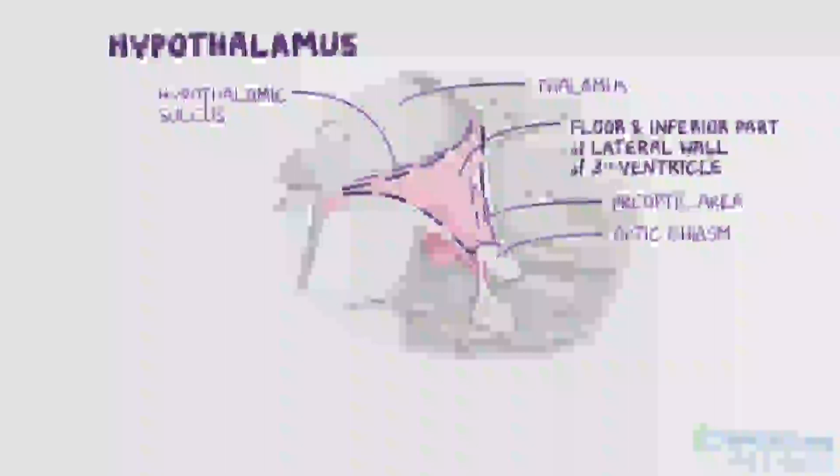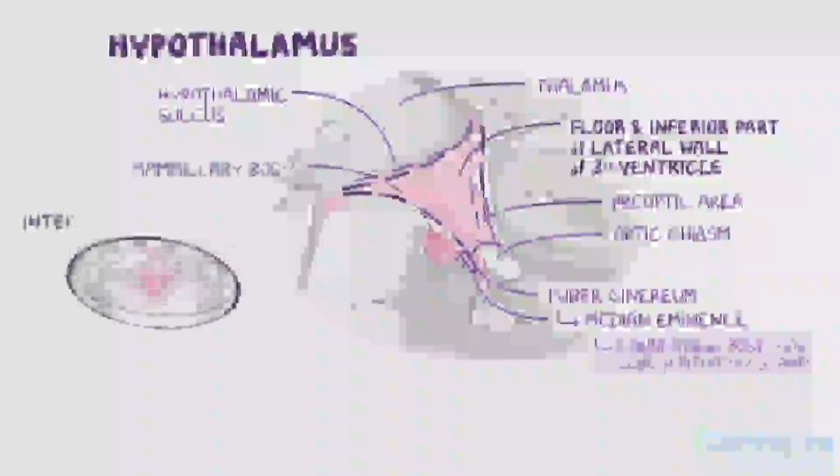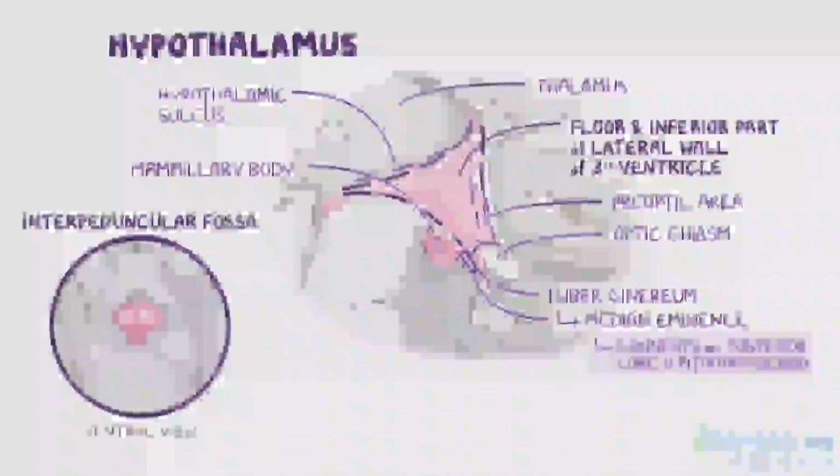Most inferiorly, there's the tuber cinereum, which contains a small bump called the median eminence that connects with the stalk of the posterior lobe of the pituitary gland. Posteriorly, the hypothalamus includes the mammillary bodies and spreads to the border of the interpeduncular fossa of the midbrain, with the floor of this fossa known as the posterior perforated substance.